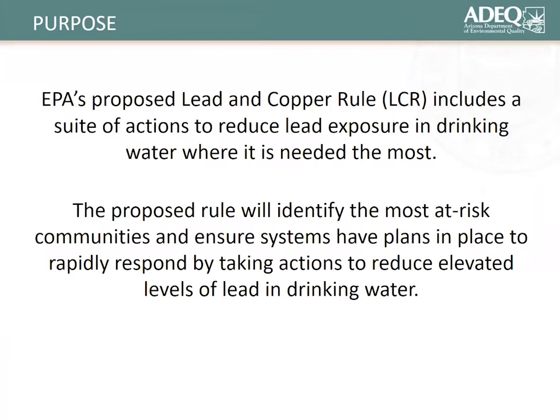So EPA's lead and copper rule includes a lot of actions that are going to help reduce lead exposure in drinking water. There's a lot of focus on lead in school sampling, which is what I'll end up talking about towards the end of my presentation. The proposed rule is going to help identify more at-risk communities and ensure that there are more action plans in place, such as having on standby a lead service line replacement program and also a corrosion control implementation plan ahead of exceeding that action level.